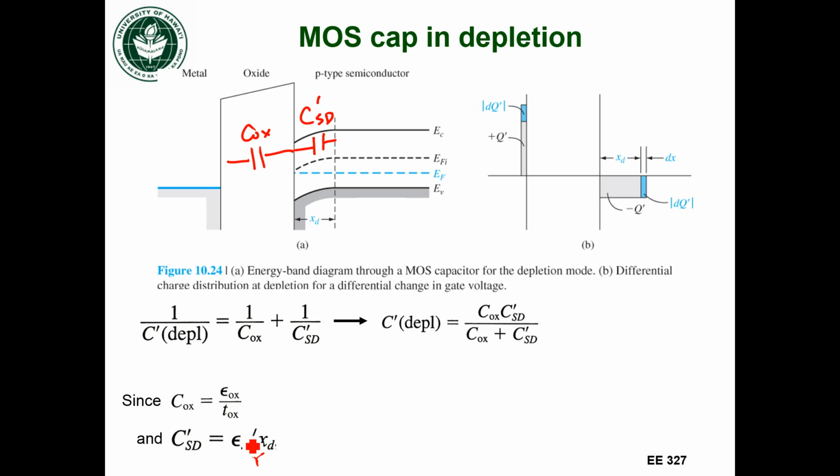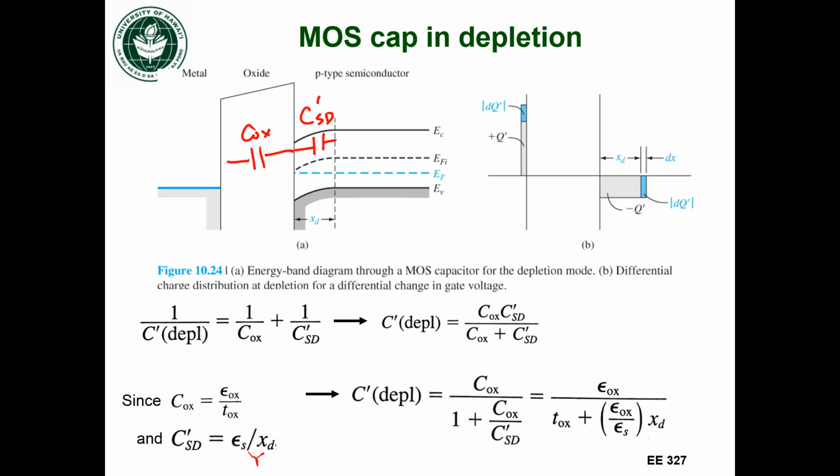And same kind of thing for the space charge region, permittivity, but this is the permittivity of the semiconductor, and the separation of the charge is going to be the width of the depletion region. Okay, so I'll plug these two back into this equation, and I can get an equation for the capacitance of the MOS capacitor in depletion.